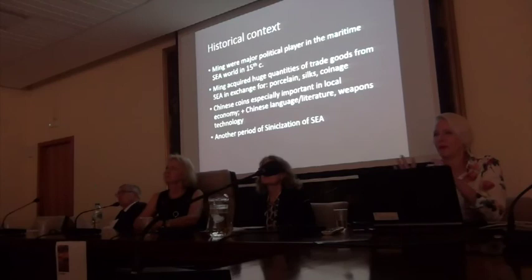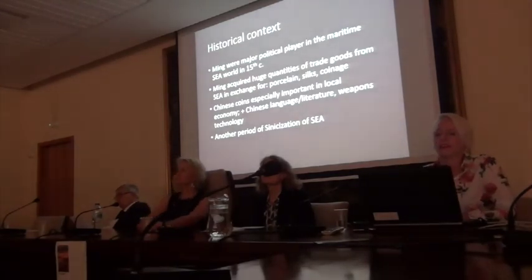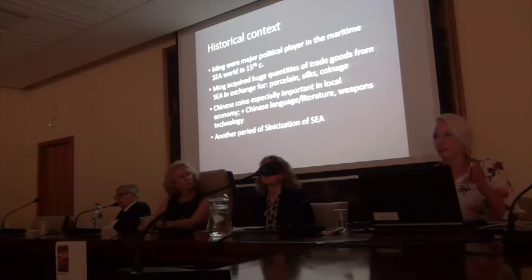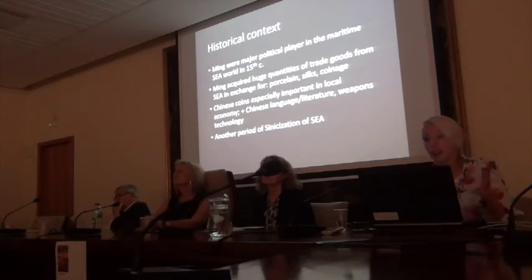So just to sum up Southeast Asia, the historical context is that the Ming were major political players in the maritime Southeast Asian world, particularly in the 15th century. They acquired huge quantities of trade goods from Southeast Asia in exchange for porcelain, silk, and coinage. Now, coins are also quite useful evidence. They give you a terminal point, but they're small, they're light, and they tend to get spread out quite a lot.